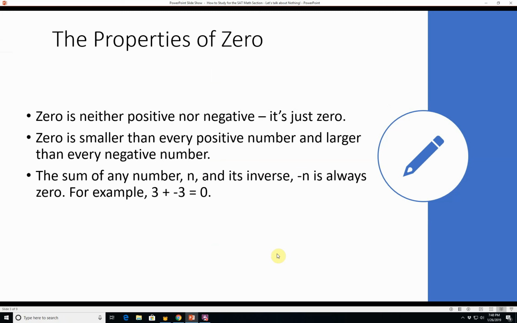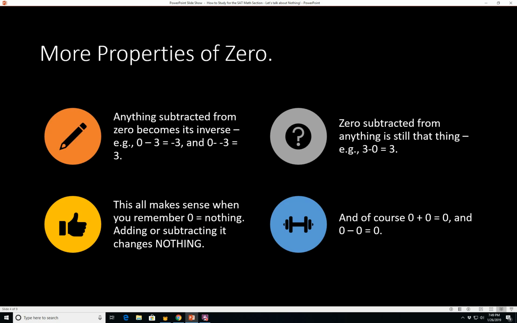All right. The properties of zero. First, zero is neither positive nor negative, it's just zero. Zero is smaller than every positive number. Zero is less than 1, it's less than 1/2, and it's larger than every negative number. It's larger than -3, it's larger than -0.3. And the sum of any number and its inverse, so if you take a number, let's call it n, and its inverse -n, it's always zero when you add those two together. For example, 3 plus -3 is 0.